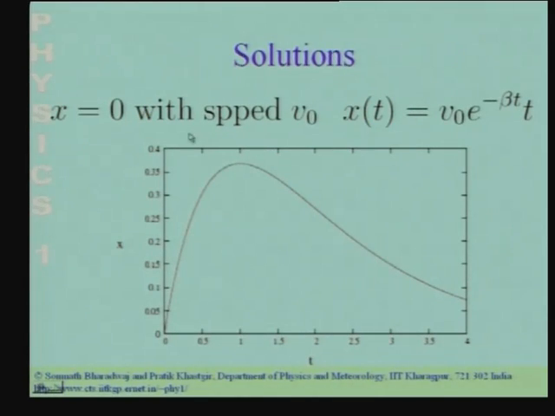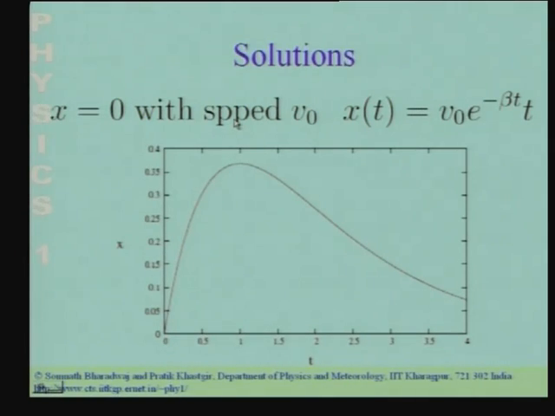You could also have another situation where the particle is at the origin to start with, but it has been given a finite speed v naught. In this case, the solution is v naught e to the power minus beta t into t, and this solution is the one which is shown over here. The particle starts from the origin, goes up to a maximum displacement and then falls off. And in the general situation where you have some initial position and velocity both, you have to work out the general situation depending on the case, which I have not done over here.